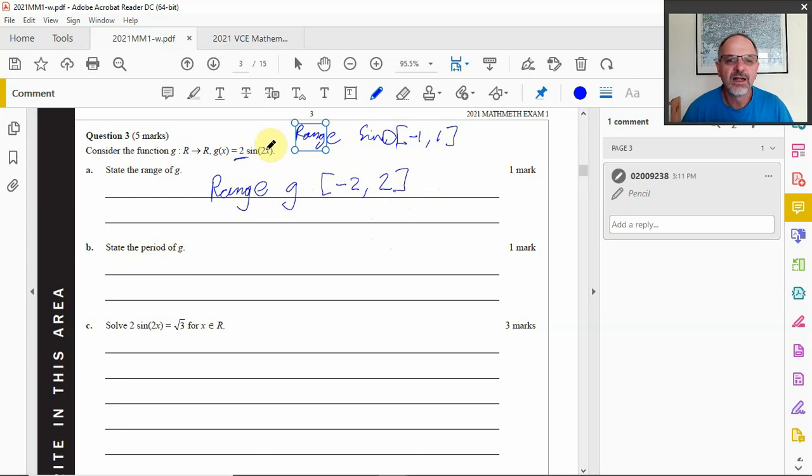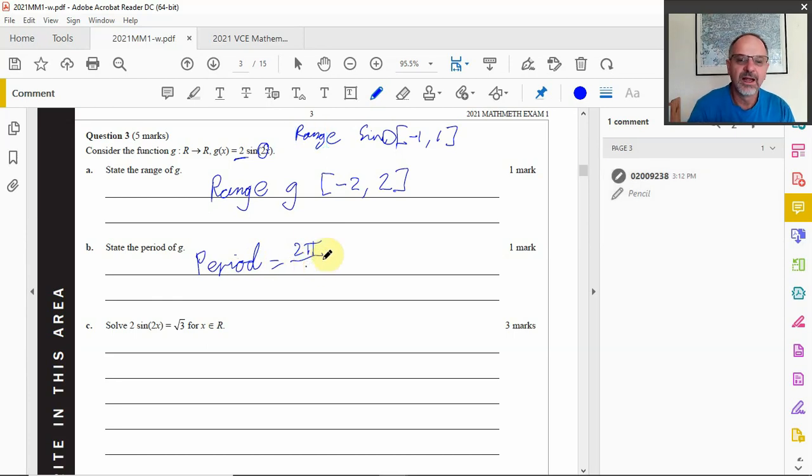So for the period, this 2 here in front of the x is involved in that. And so, of course, the period for sine and for cos is 2 pi over n, and n in this case is 2, so 2 pi on 2, so our period is then pi. All right, again, 1 mark for both of those, so nothing more required.